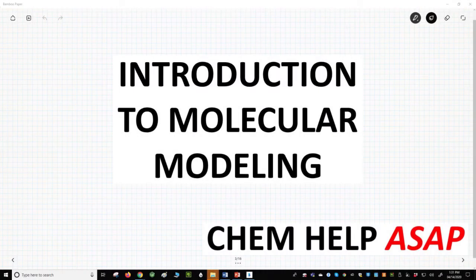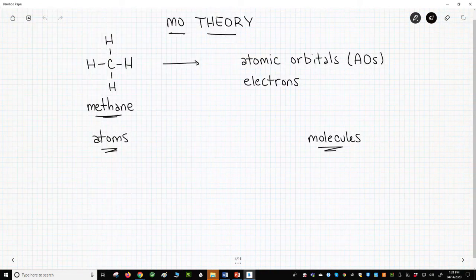Let's define MO theory and molecular modeling. MO theory, or molecular orbital theory, is a way of understanding molecules and their reactivity. How does MO theory work? MO theory sees molecules as a collection of atoms with orbitals and electrons.